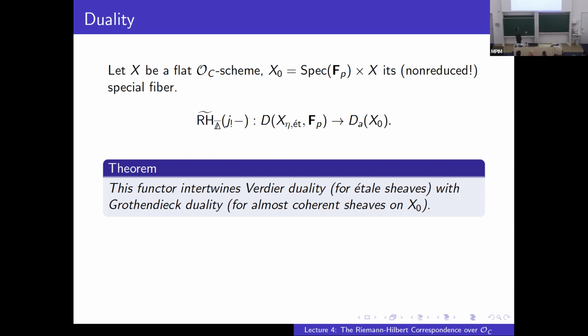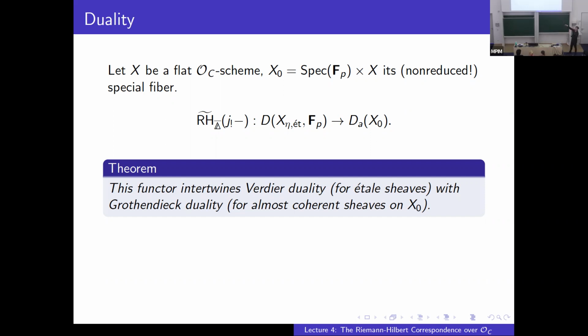And in combination with the previous slide, this has a non-obvious consequence. In the previous slide, I told you this functor was right t-exact if you give this side the perverse t-structure and this side the standard t-structure. Now the perverse t-structure is self-dual under Verdier duality, but the standard t-structure is not self-dual under Grothendieck duality.